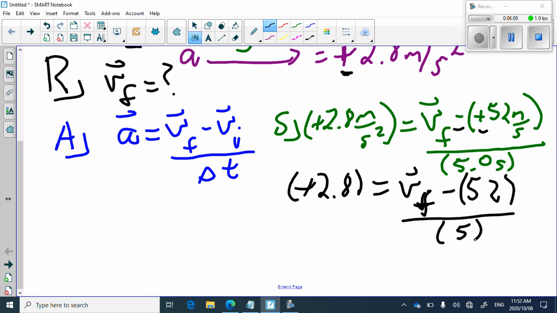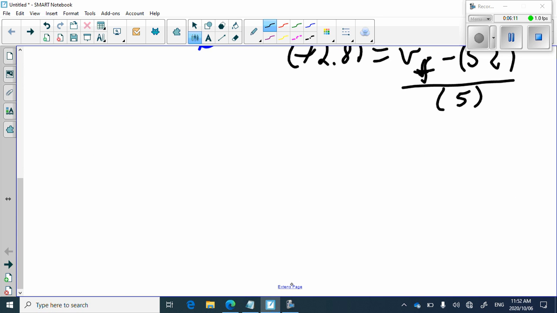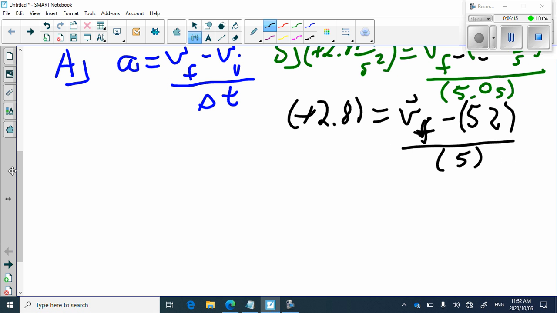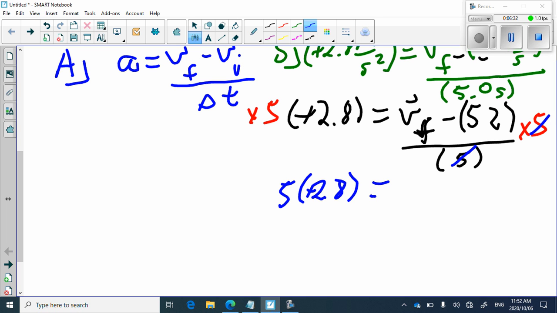Maybe it doesn't confuse you. So now I got to solve for this. Well, the first thing you're going to do is multiply both sides by 5. The reason I'm doing that is I want the cancellation here. So I get 5 times positive 2.8 is equal to velocity final minus the 52.